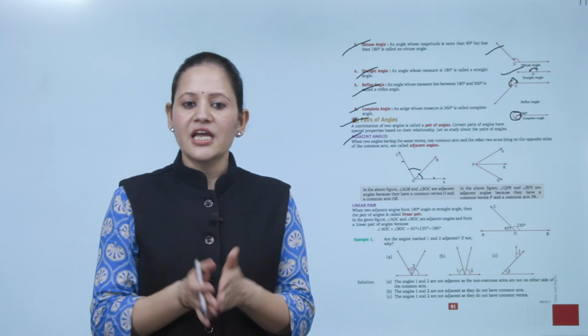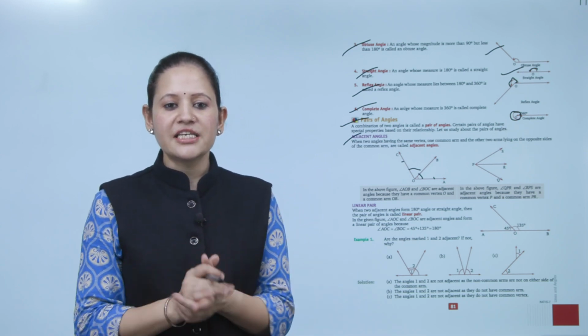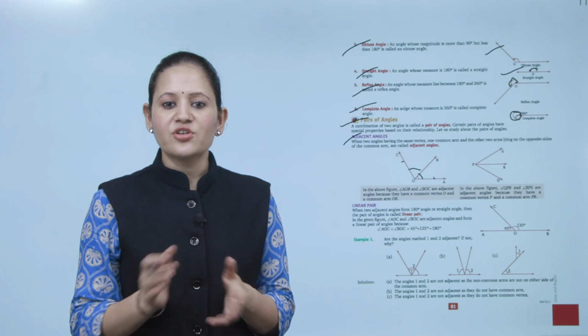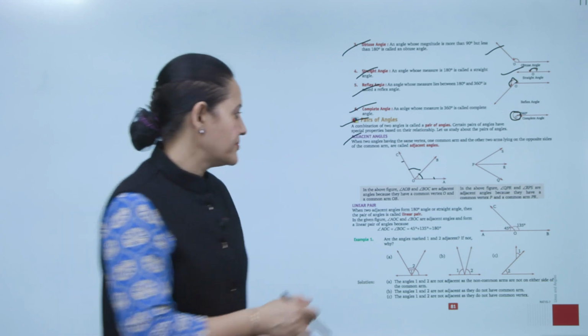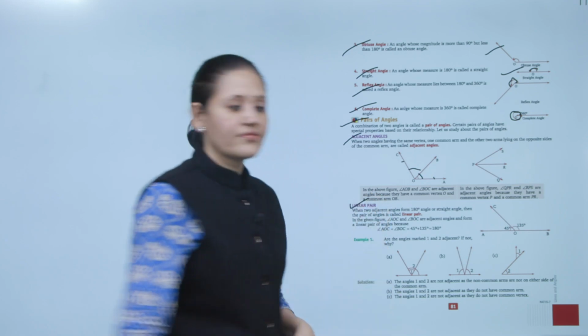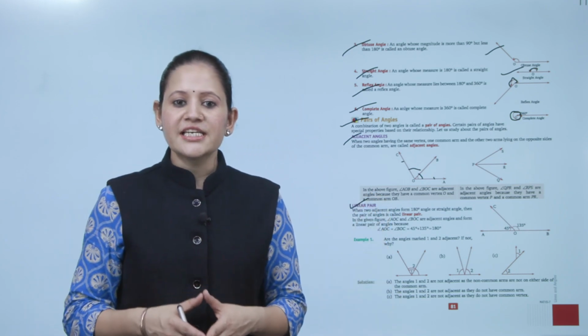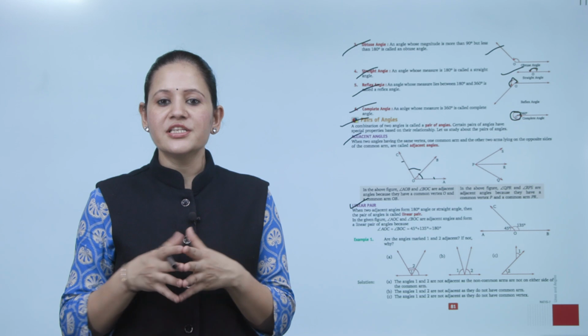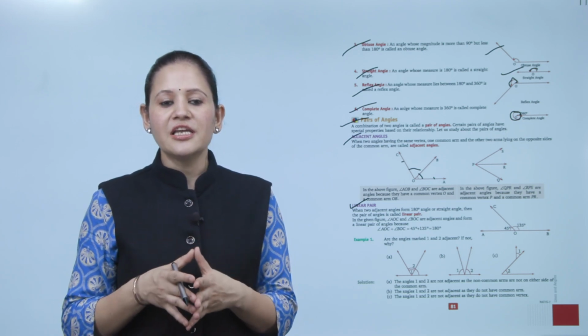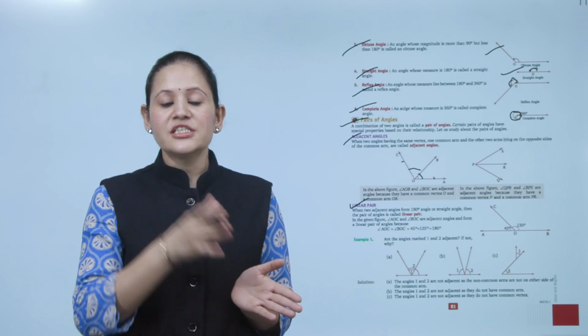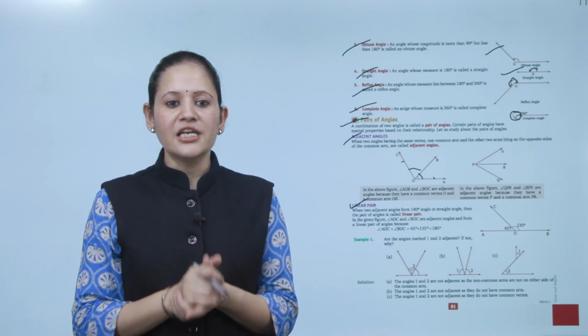So in the above figure, angle AOB and BOC are adjacent angles because they have the common vertex O and common arm OB. Next is linear pair. When two adjacent angles form a 180-degree angle, or the straight angle, the pair of angles is called a linear pair. Adjacent angles whose sum is 180 degrees are called a linear pair.